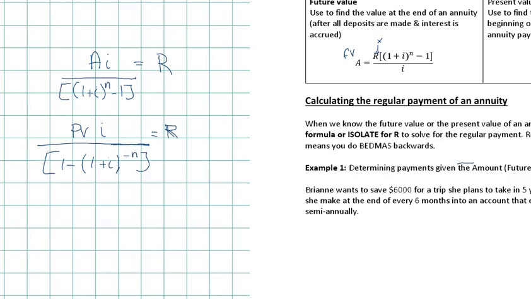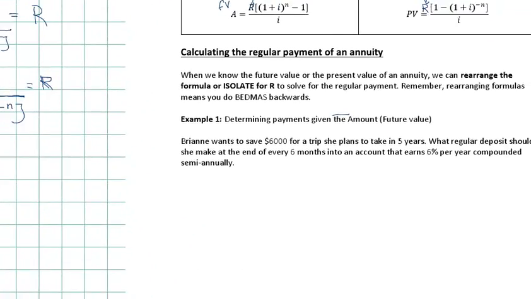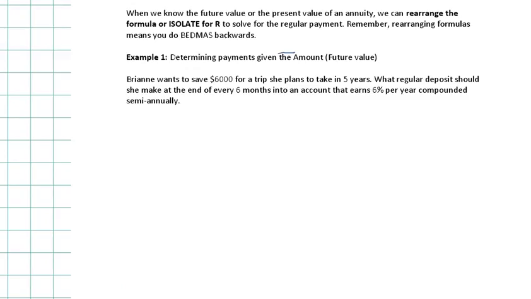So let's look at this question. Brienne wants to save $6,000 for a trip she plans to take in 5 years. What regular deposits should she make at the end of every 6 months into an account that earns 6% per year compounded semi-annually? So the 6,000 is the future value, that's right, because she wants to save the $6,000 in the future. She's not borrowing it or saving it right now, so it's in the future that she wants to have that $6,000.